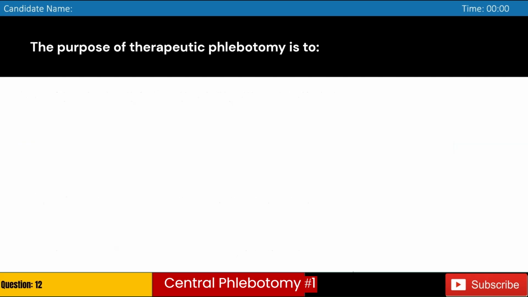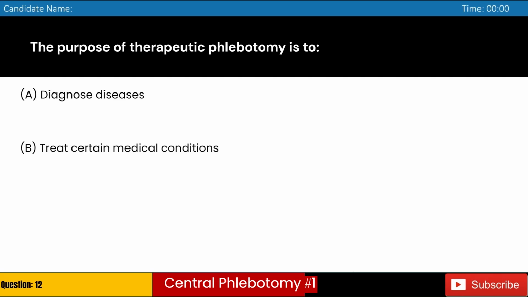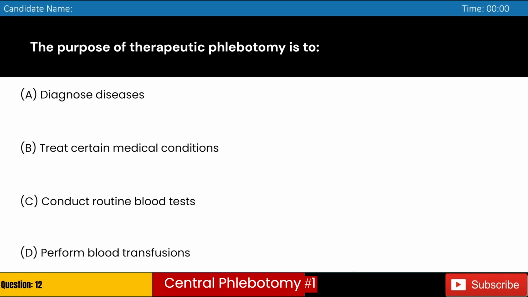The purpose of therapeutic phlebotomy is to: A. Diagnose diseases. B. Treat certain medical conditions. C. Conduct routine blood tests. D. Perform blood transfusions. Answer: B. Therapeutic phlebotomy is used to treat certain conditions, such as hemochromatosis and polycythemia.